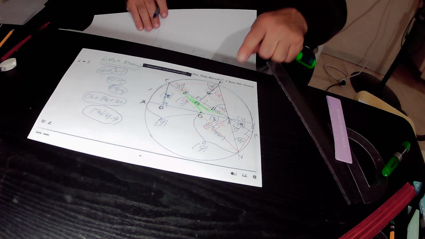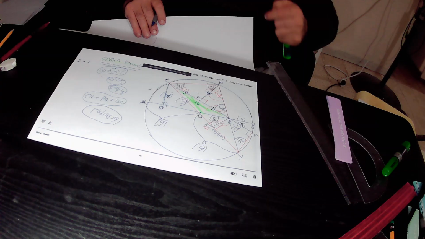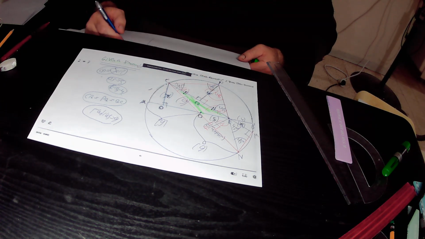Likewise, we calculate the area of this lower triangle, triangle OEN. What is the area of this lower triangle, triangle OEN?